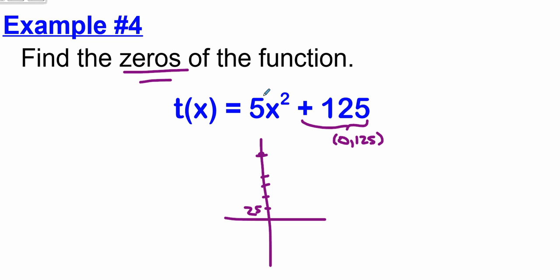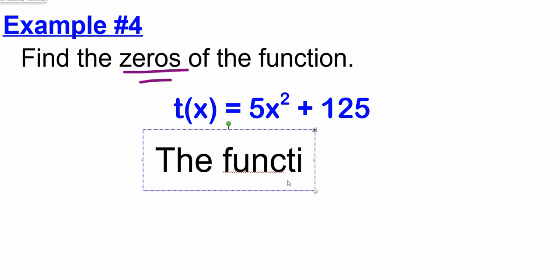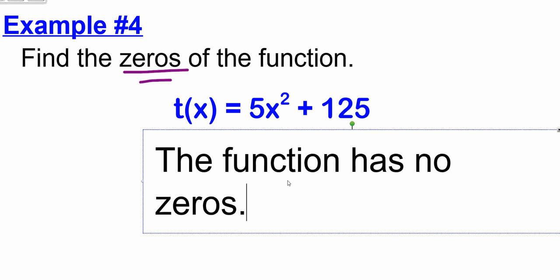I have a positive 5 leading coefficient. My graph is going to open up and be a vertical stretch by a factor of 5. There are no x-intercepts on this one. So this is not going to happen. I'm not going to be able to find the zeros of this function, at least in Algebra 1. So in this one, what I'm going to say is the function has no zeros. If you want to be 100% correct, you'd have to say the function has no real zeros.